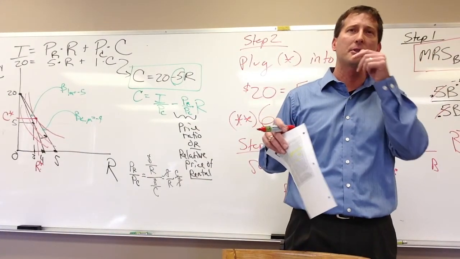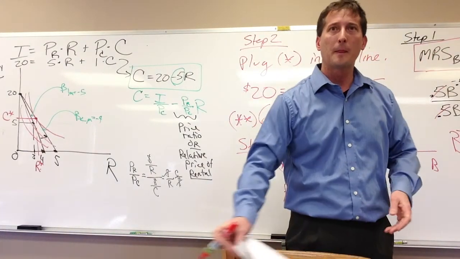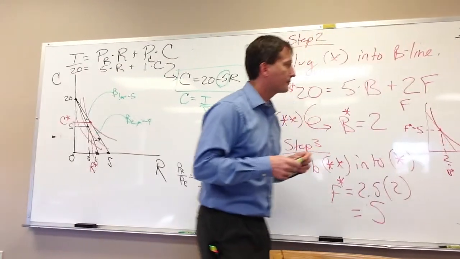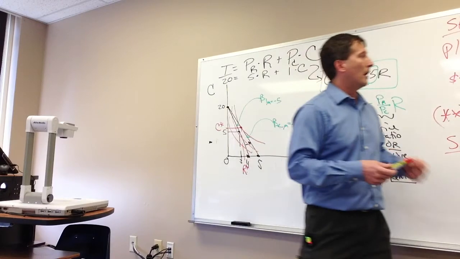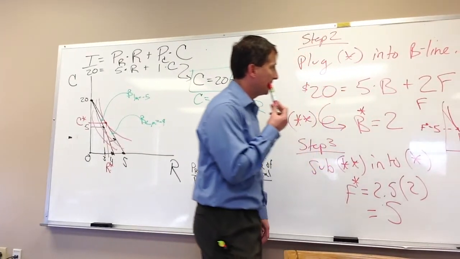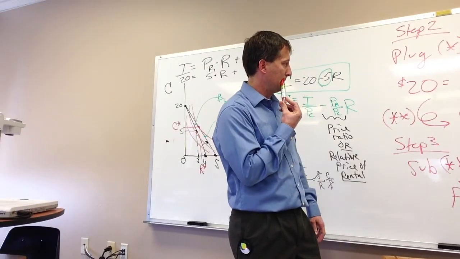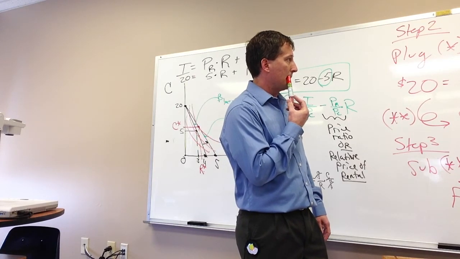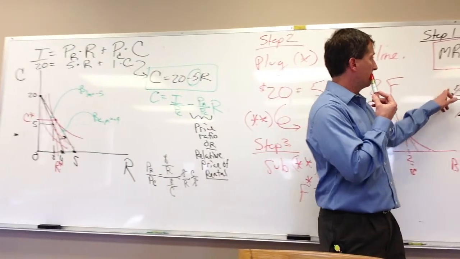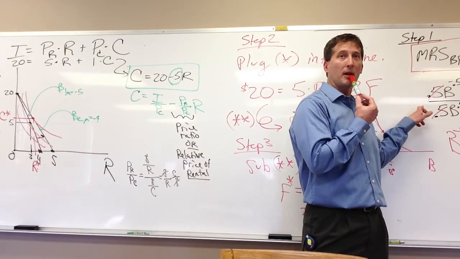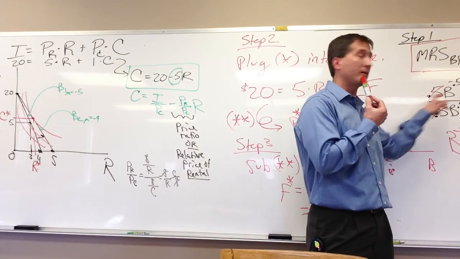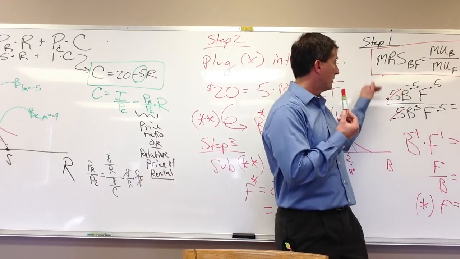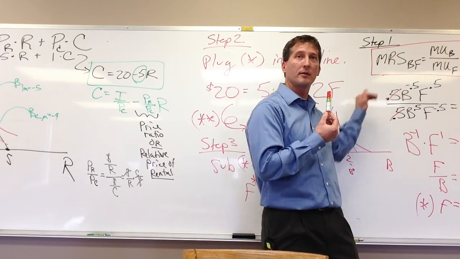Did I see another question? Yeah, Chelsea. Is there a double check for when you get the B and the F? Is there another equation that you plug it into to double check? Yes, if you plug that B and the F into here, you should get 5/2. So if you take the MRS equation, yep.